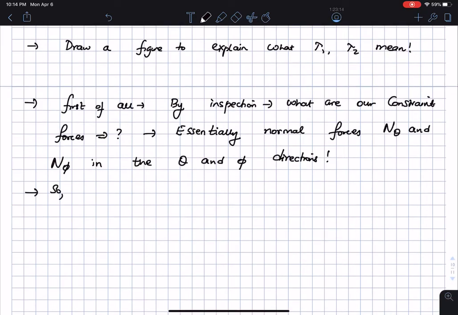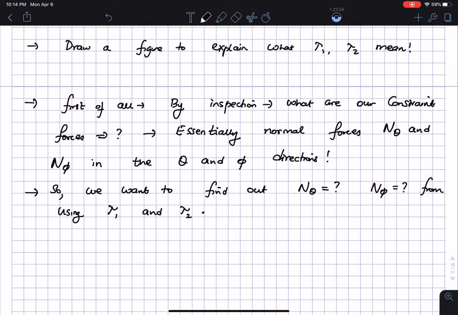Okay, so we want to find out N theta and N phi from using lambda 1 and lambda 2. And this is one of the drawbacks of the Lagrange multiplier method. It is that, in order to understand what these constraint forces are, you have to go through a lot of hoops, pun intended, and you got to really know what you're looking for. So if at all I were asked to solve this problem by any means possible and I had to find the constraint forces, I would use the Newtonian way of finding these things.